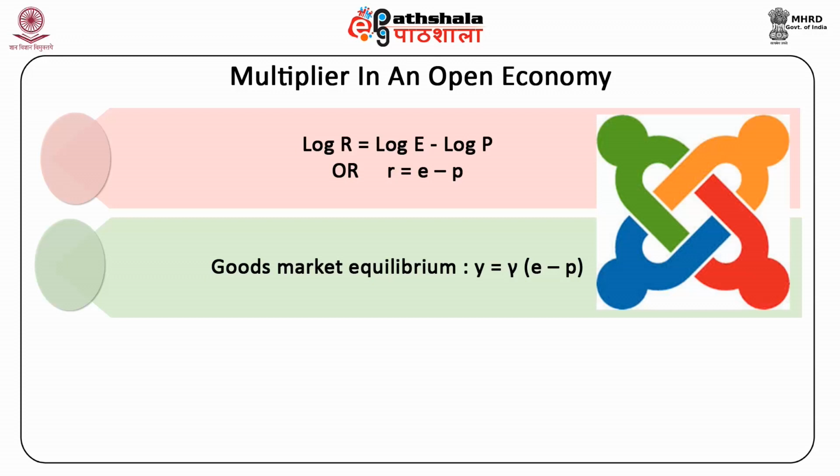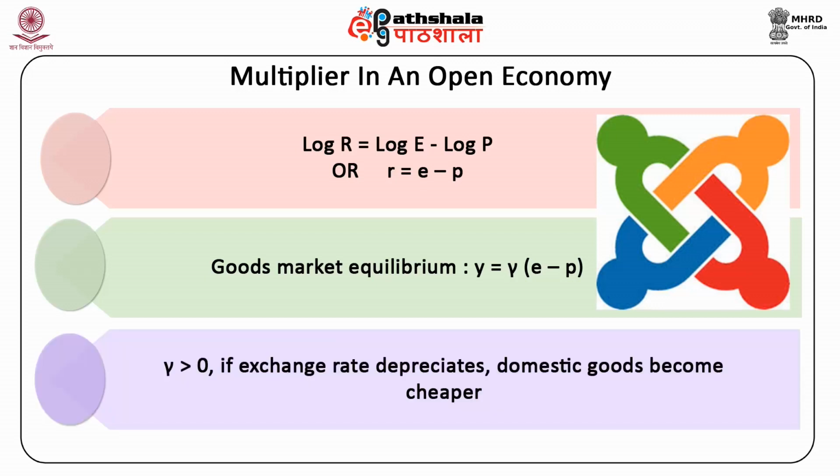Small y = y(e - p), where y is the functional form relating the responsiveness of demand for domestic goods to relative prices. y greater than 0 implies that if the exchange rate depreciates, domestic goods become relatively cheaper in comparison to foreign goods and hence output or demand will increase. The domestic currency depreciates whenever e - p increases.